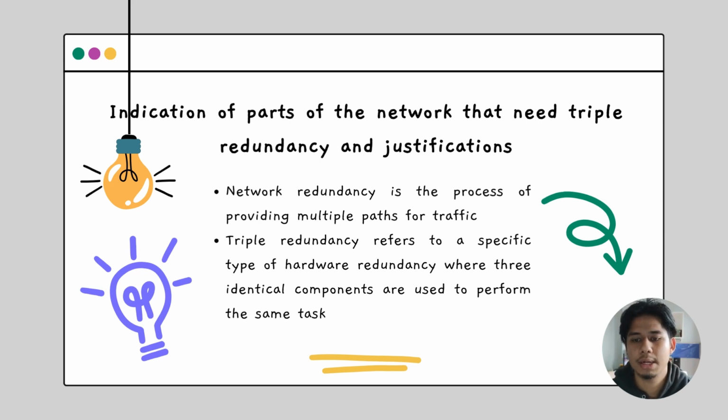Assalamualaikum. My name is Muhammad Nazir bin Najadi, and I will explain the indication of parts of the network that need triple redundancy and the justification for it.